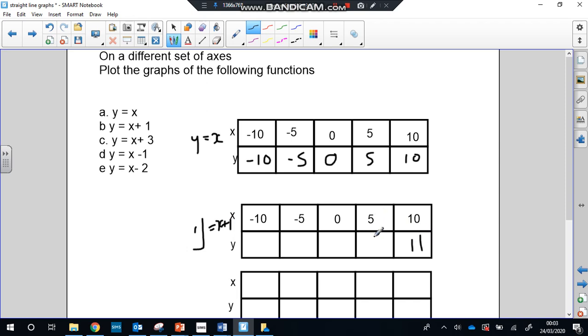And 5 plus 1 is going to give me 6. 0 plus 1 is going to give me 1. Now -5 plus 1 means I'm getting closer to 0, so it's going to be -4, and -10 plus 1 is going to be closer to 0, so it's -9.